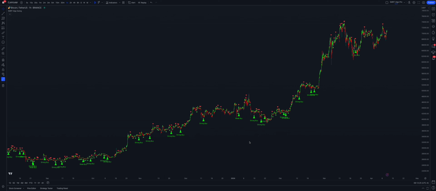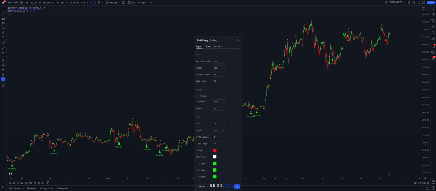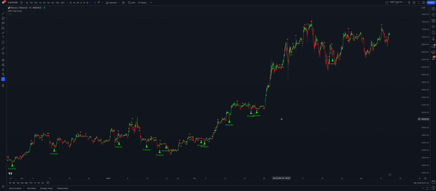So right now on my chart, I have the Smart Algo swing indicator. You can see that I only have buy signals. So I actually changed it in the settings. If you click on style, you can turn off the sell signals. The reason I did this is because since we're using the strategy as a long-term investment or long-term holding strategy, we're not looking to sell anything. We're just looking for the best price to enter buys.